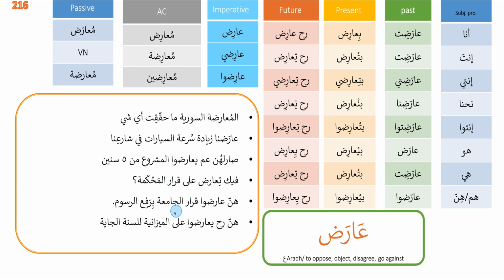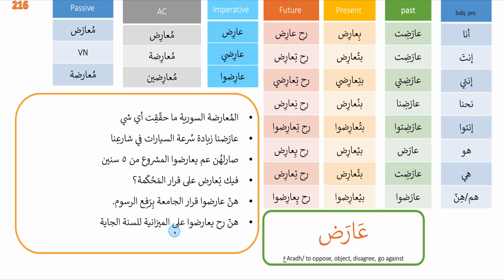هن عارضوا قرار الجامعة برفع الرسوم. هن عارضوا, they objected or they opposed. قرار الجامعة, قرار is the decision. الجامعة is the university. So they disagreed with the university's decision. برفع, increasing. الرسوم, the fees. So they went against and objected against the university's decision by increasing fees.